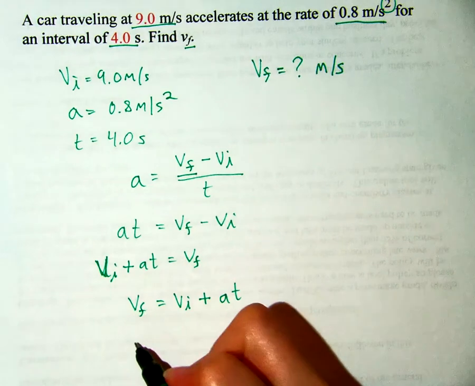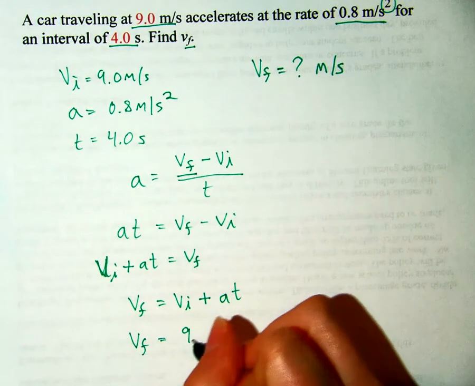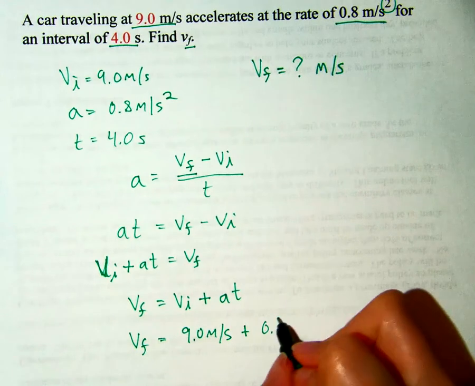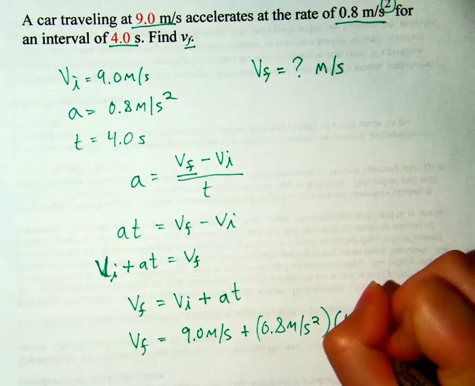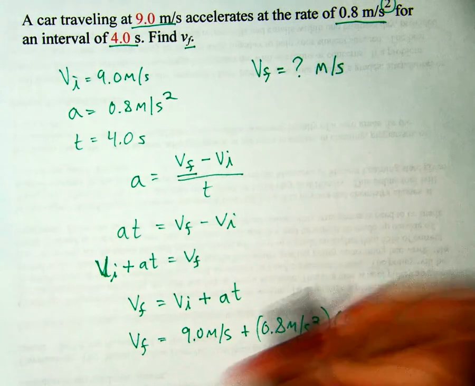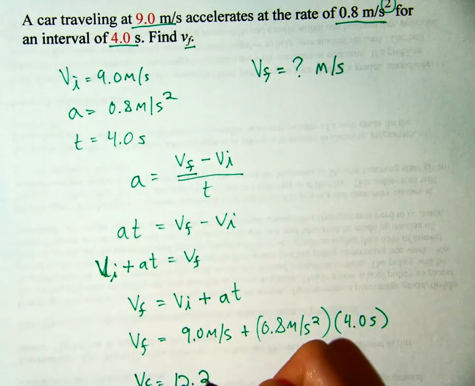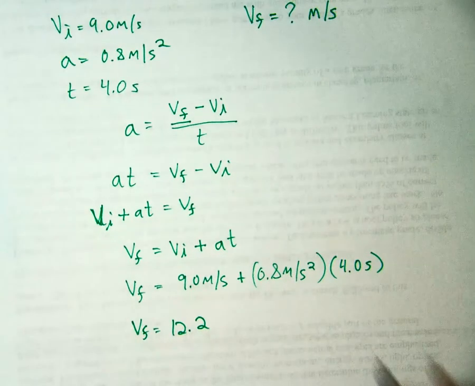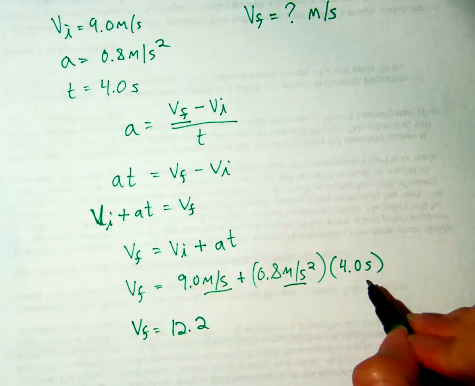Now we can just simply plug in numbers, the initial velocity being 9 meters per second, plus the acceleration is 0.8 meters per second squared, multiplied by 4.0 seconds. This will get us an answer of 12.2, and let's double check our units. Here we have a meters per second, that was expected. Here we have a meters per second squared times second.